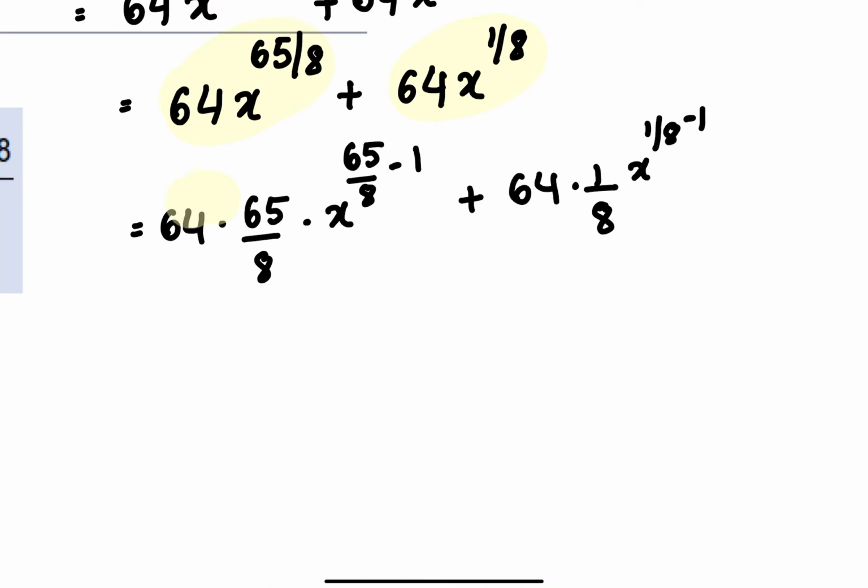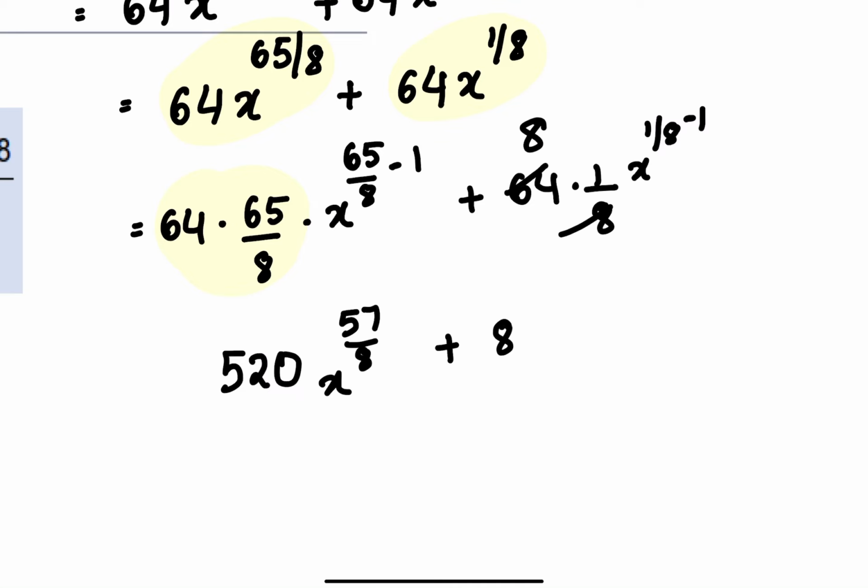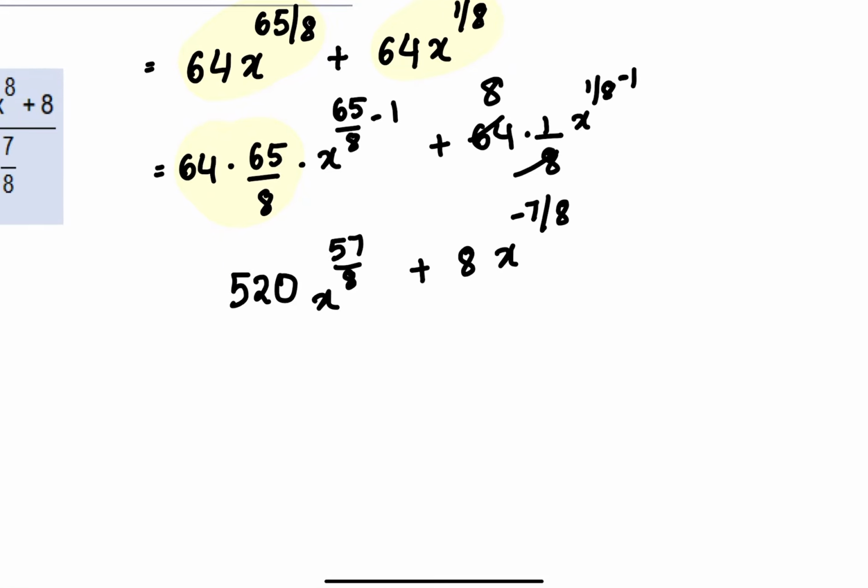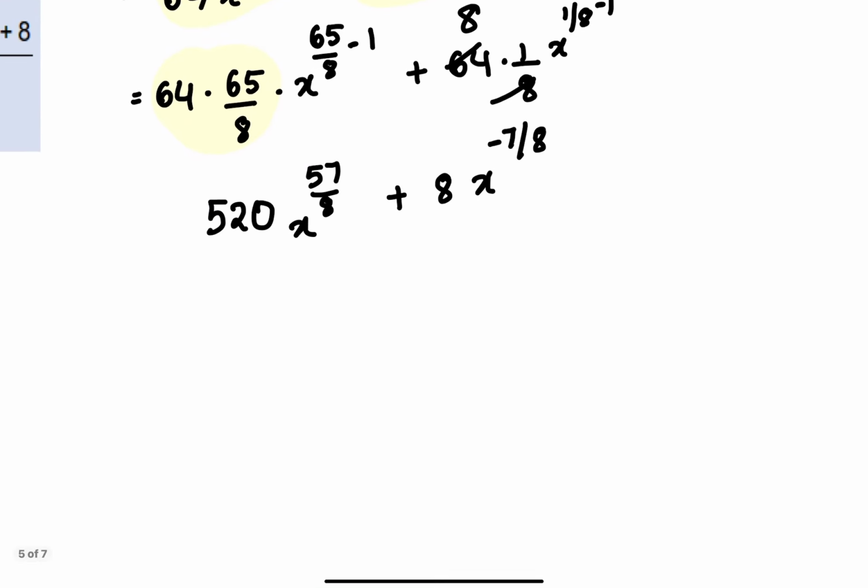So this becomes 520. I plugged that in my calculator. And this, let's see, 65 minus 8, 57 over 8, x to the power 57 over 8, plus this becomes 8, I cancel 64 and 8, 1 over 8 minus 1 is negative 7 over 8. And as you can see, when I have a negative power, I will go ahead and rewrite it.